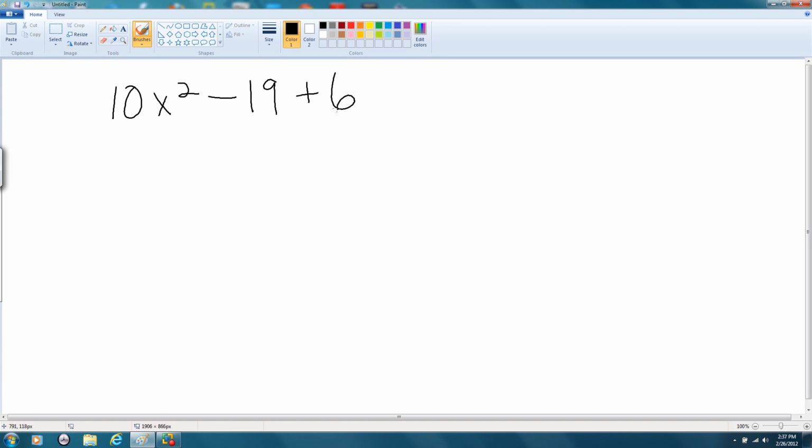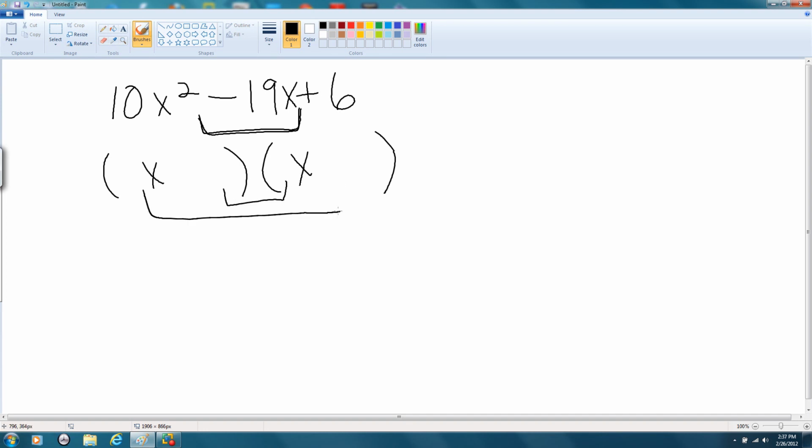Now, this method is, oh, this is x here, of course. This method is basically what we're trying to do is figure out what this middle term is going to be. So we want something times something, x there, but we want to figure out what this middle term is going to be when we FOIL it here. And how we do this is this way.